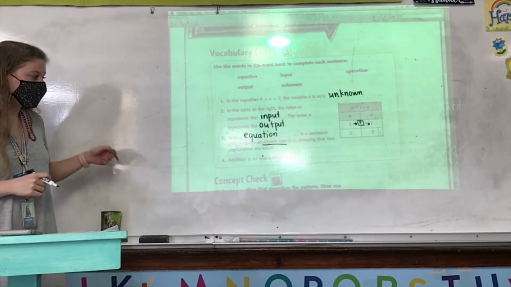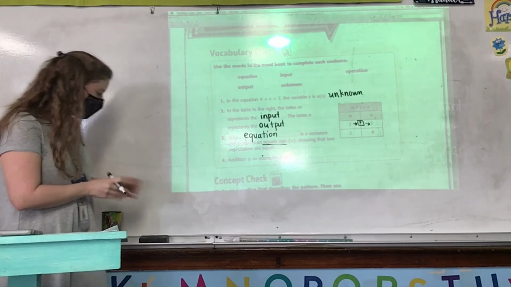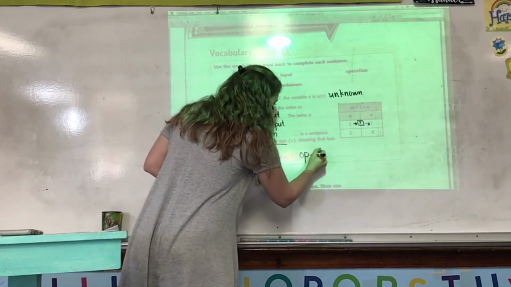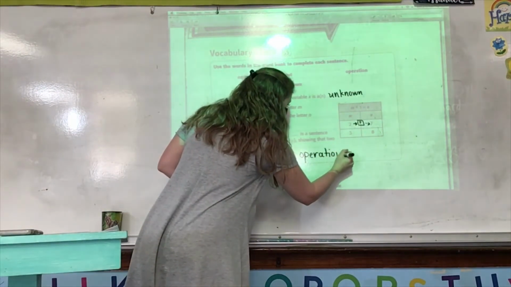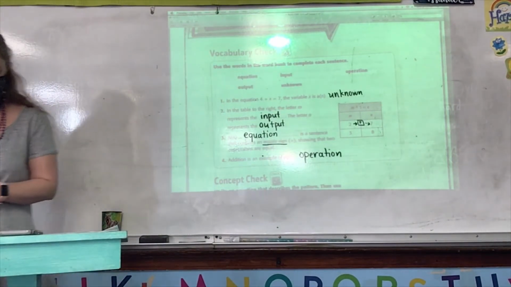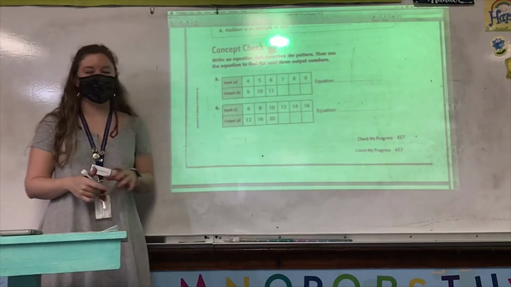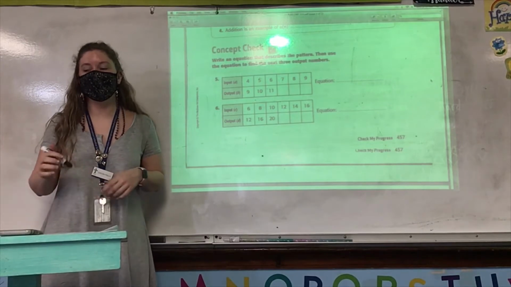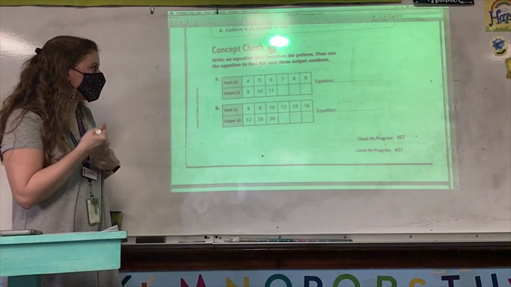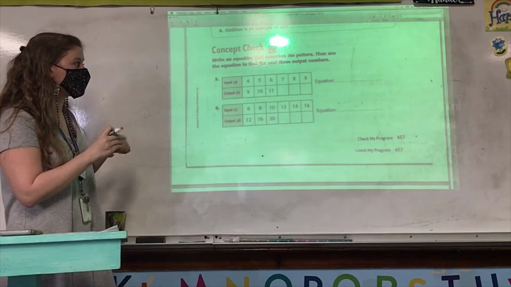Number 4, addition is an example of a or an. Lena. Operation. Very good. Okay, so make sure you have all of those correct, and we will move on to numbers 5 and 6. Numbers 5 and 6, we have input-output tables. I love input-output tables. They make finding patterns so much easier. It says, write an equation that describes the pattern. Then use the equations to find the next 3 output numbers.